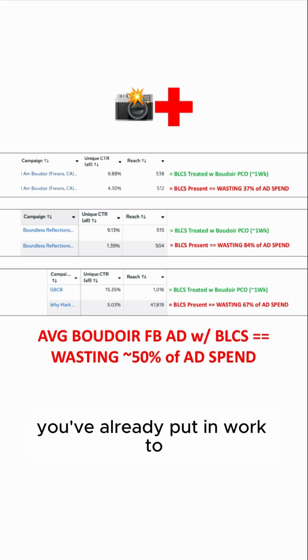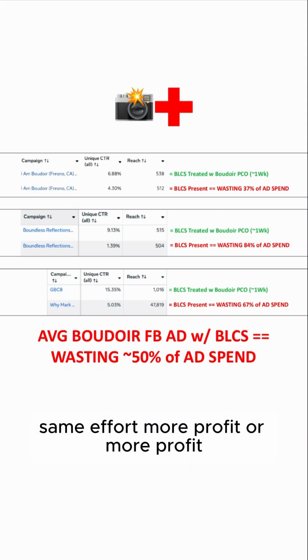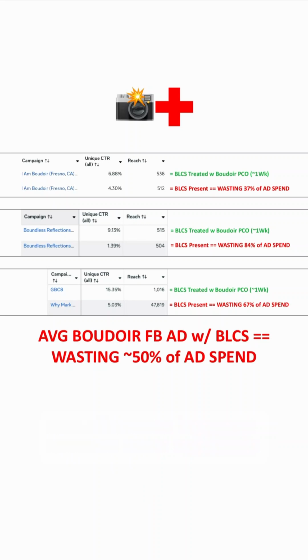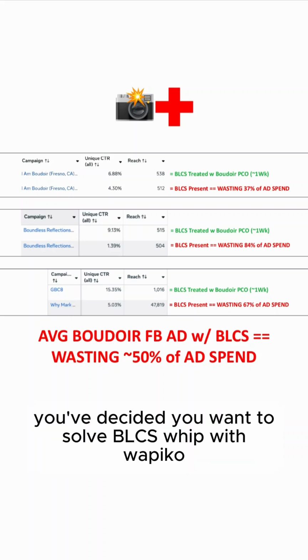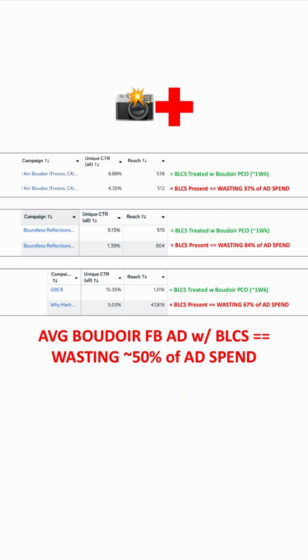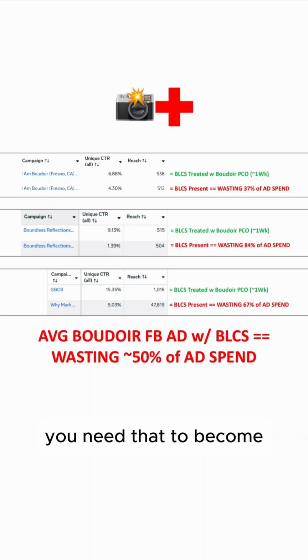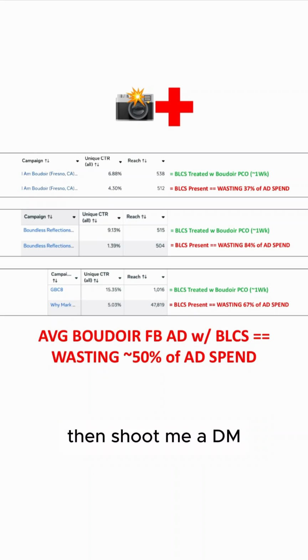So you've already put in work to optimize the other parts of your business, pull some profit out there: same effort, more profit, or more profit, less effort, fewer inputs. So becoming more optimized because you're seeing it's getting more competitive out there. You've decided you want to solve BLCS with Boudoir Pico because you want to achieve pre-click alignment and you want to become a dominant Boudoir advertiser with Boudoir Brain Entry Boost, because you need that to become the number one Boudoir photographer in your city. Then shoot me a DM.